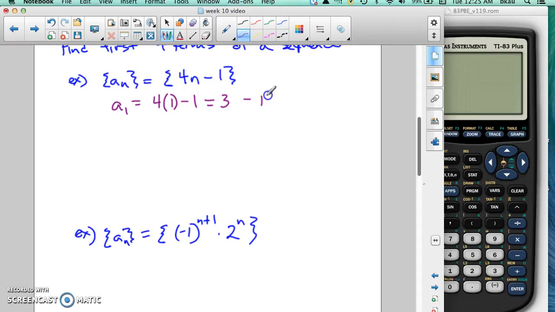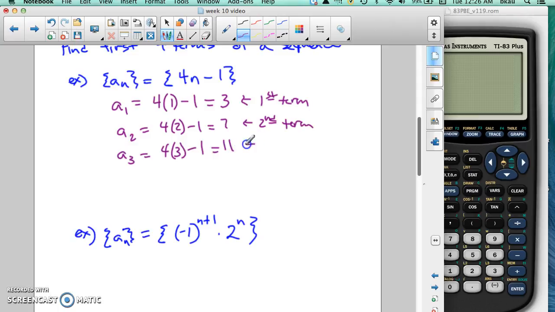That's the first term. The second term, that's a sub 2, is going to be 4 times 2 minus 1, which is 7. That's going to be my second term. A sub 3 would be 4 times 3 minus 1, which is 11. That's my third term. And a sub 4, which is my fourth term, is 4 times 4 minus 1, which is going to be 15. That's my fourth term.